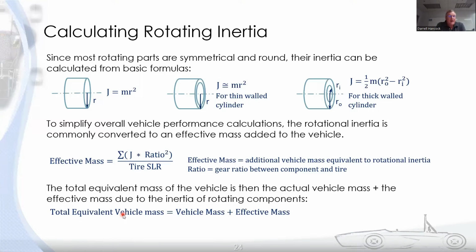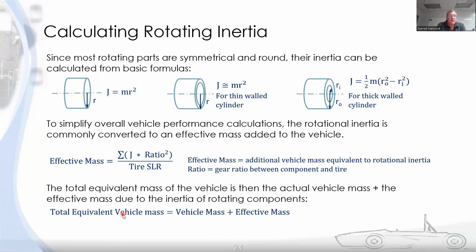So if you wanted to try to predict your time in the acceleration run, you would know your engine torque or your motor torque and your drivetrain ratios and your tire radius. So you can convert that into your F equals MA, right, to get the acceleration of the vehicle. And your M term is then the combined mass of the vehicle and the effective mass. So that simplifies your calculations. You don't have to model all the rotating inertias. You can just add an equivalent mass to the weight of your vehicle.